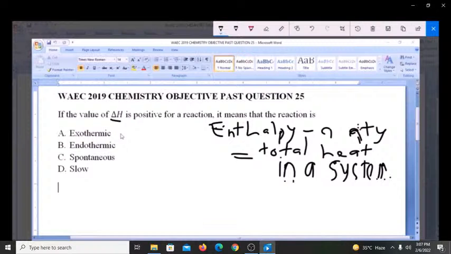Now, an exothermic reaction is a reaction where heat is evolved, and if heat is lost, that means delta H is negative. For an endothermic reaction, heat is gained or heat is absorbed. Therefore, delta H is positive for an endothermic reaction.